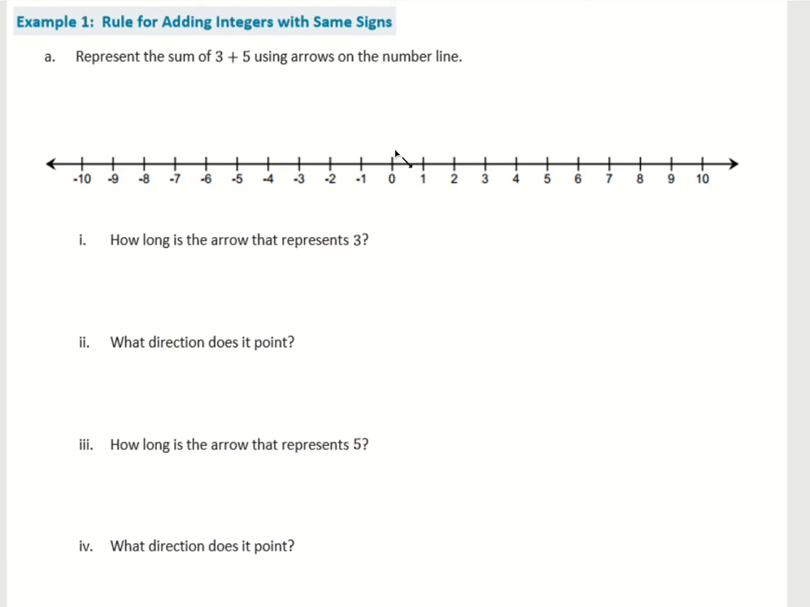The first arrow I'm going to do is for 3. 1, 2, 3. Remember, my arrow is going to stop right there. And then my second arrow is going to go from the end of my last arrow, and it's going to go another 5.